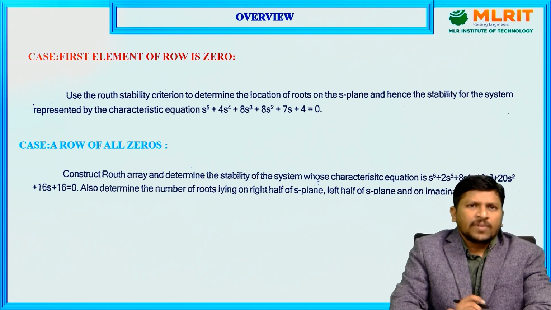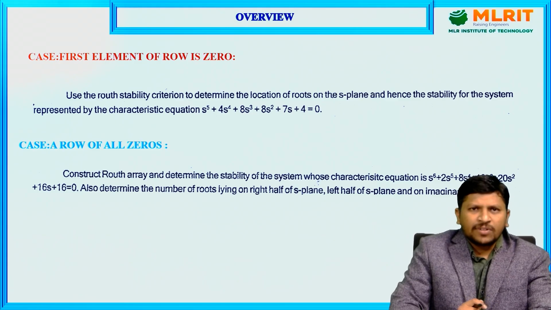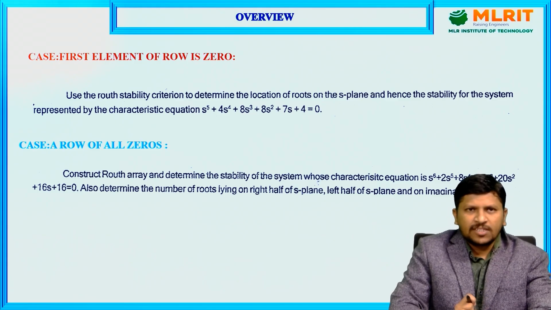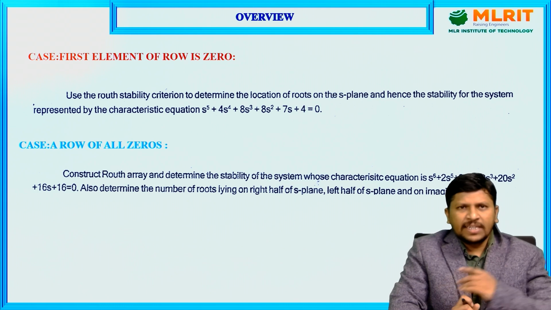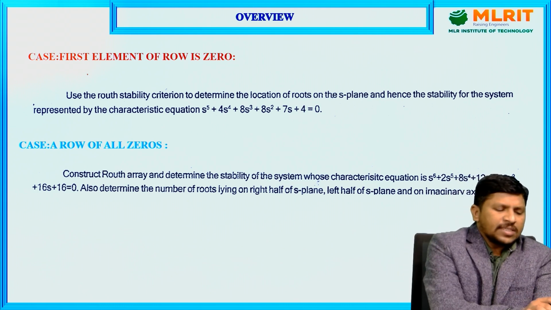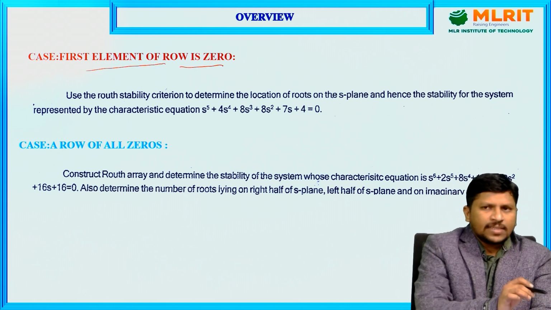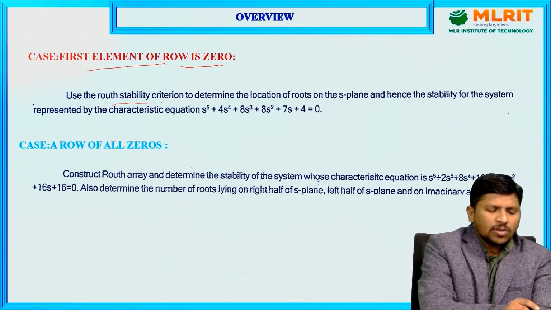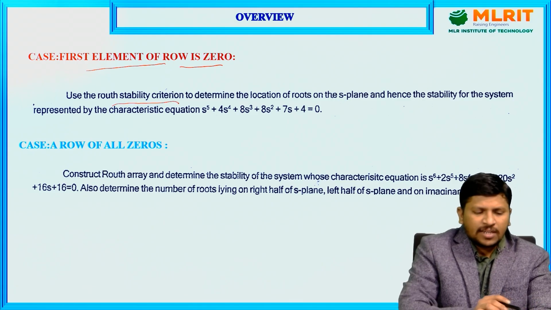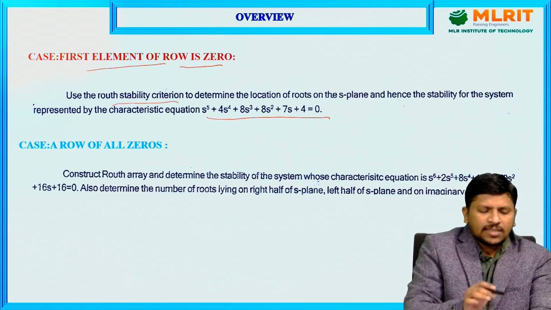The first element of a row is 0. That is a special case of the RH criterion method. In that case we are going to solve one problem. Here see, the first element of a row is 0. In that, use this Routh or stability criterion. We are going to consider this characteristic equation.